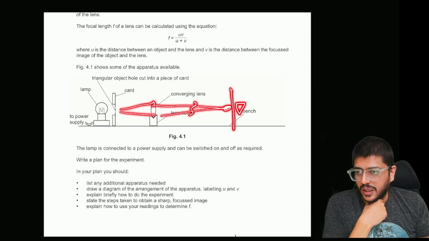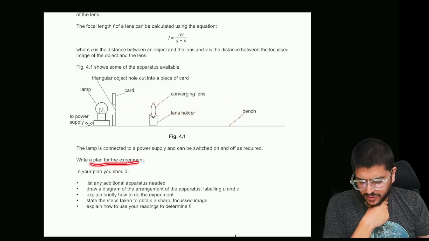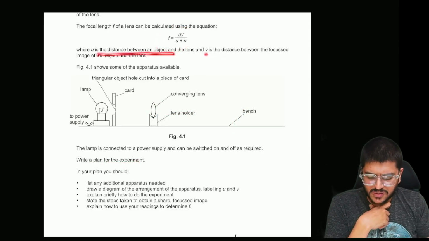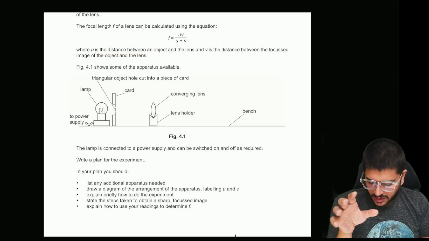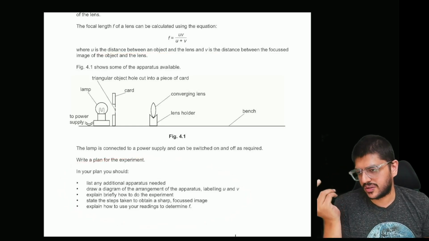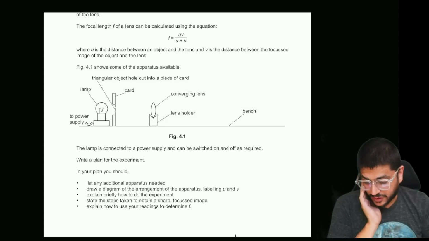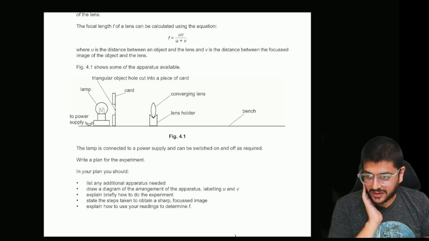So you have to write an experiment to simply find out what the focal length is. For that, they explained U is the object distance, V is the image distance. Now, always remember, you just have to answer these questions. List any additional apparatus you need. I need to measure the lengths because I need U and V. I need a screen to capture the image. That's it. That's the additional apparatus.